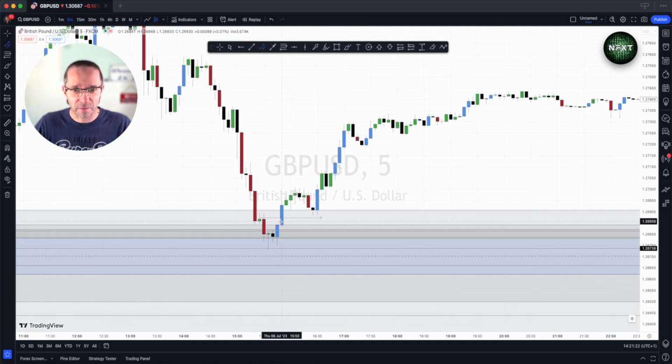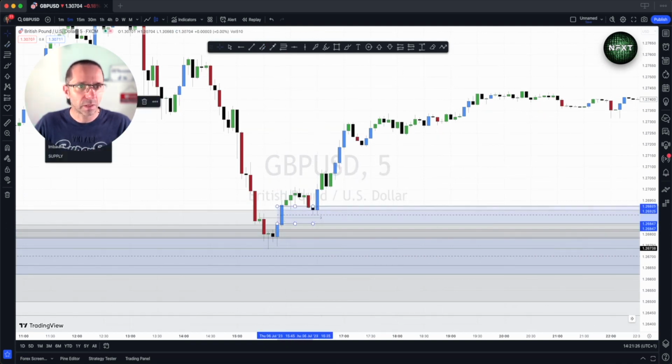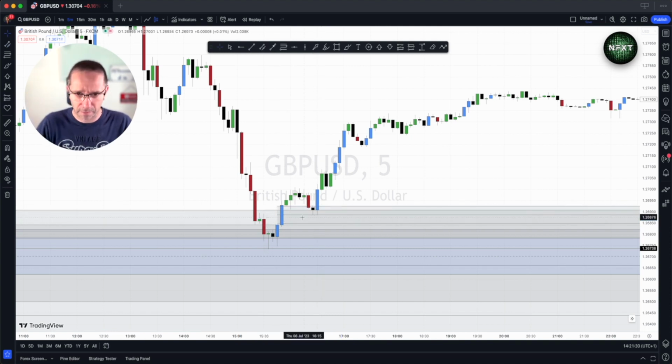Look, we see a lovely area again of imbalance. And where do we come to? The 50%. Let's just remove this arrow. We come to the 50% of that imbalance once again, and then we see a reversal and the market goes up. And we could do the same here. We could go down to 1 minute time frame or even lower, 30-second time frame, and look for the same thing. This will happen over and over again.